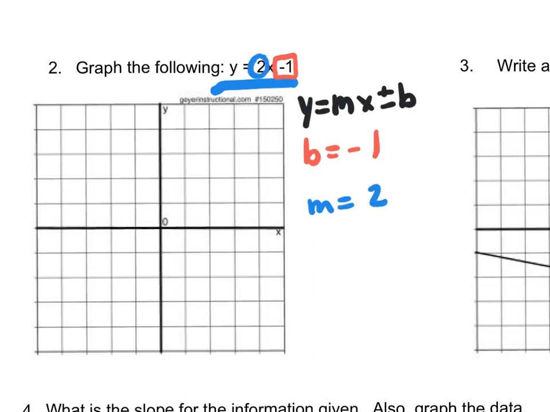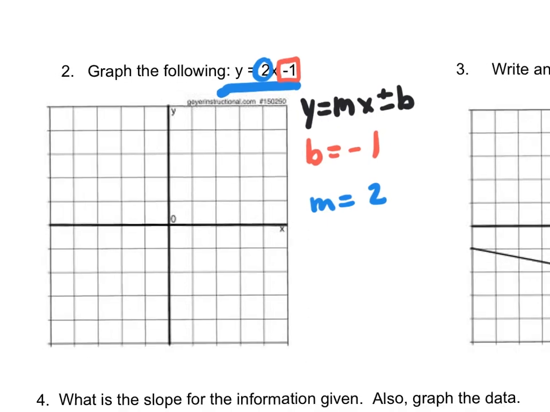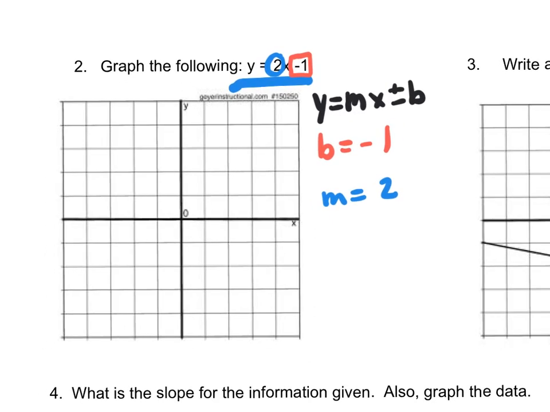Okay? So when we graph something, we start at the y-intercept. Okay? You always start with the b. So we're going to go to -1. -1 is going to fall on your y-axis, guys. Every time. This is what we're focusing on, this y-axis. So you're going to go to -1 on your y-axis, and I'm going to put a dot. You good with that? Okay?